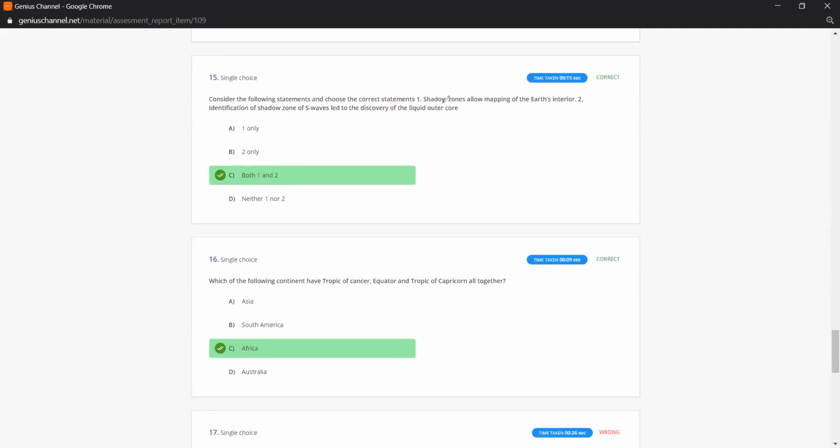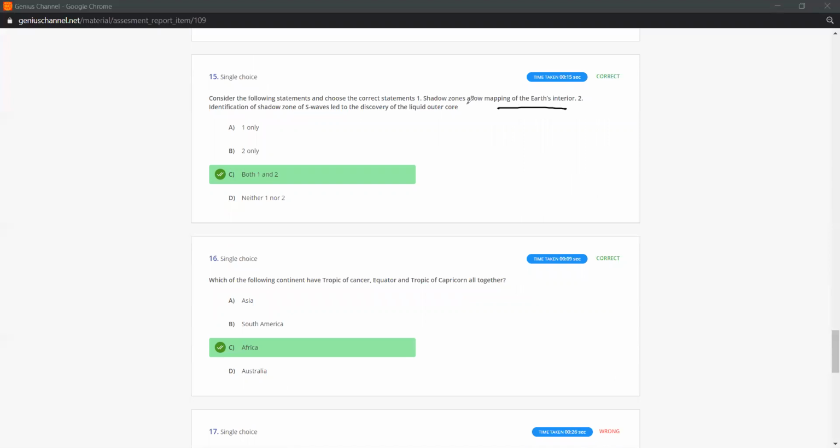Then comes the shadow zones: mapping the interior, and the shadow zones of S-waves led to the discovery. So what does shadow zone mean? If this is Earth, and this is the core, I'm not talking about the mantle, and the earthquake happens here, the S-waves will go like this. This portion, which is completely dark, is known as the shadow zone. This much big a shadow zone S waves will create.